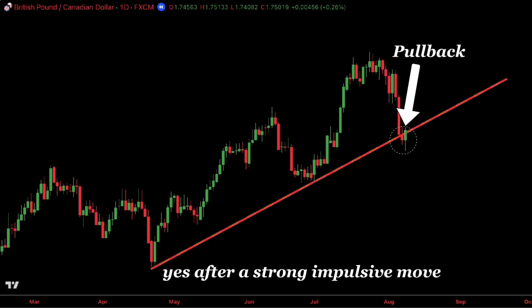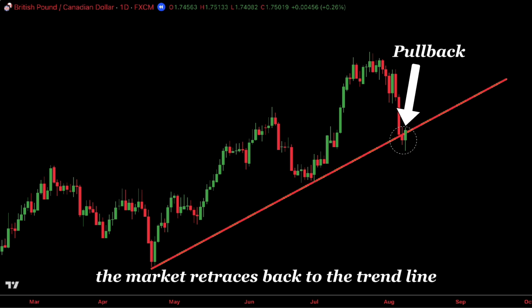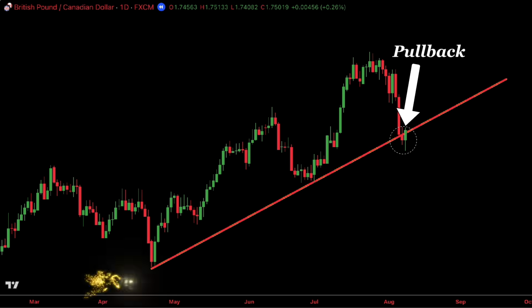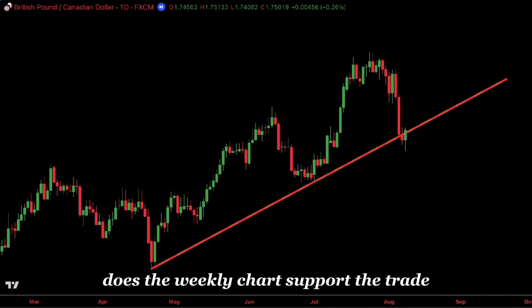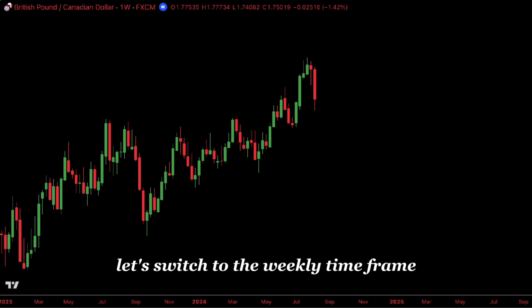Yes. After a strong impulsive move, the market retraces back to the trend line, giving us the opportunity to join the trend at a better price. The fourth question is, does the weekly chart support the trade? Let's switch to the weekly time frame.